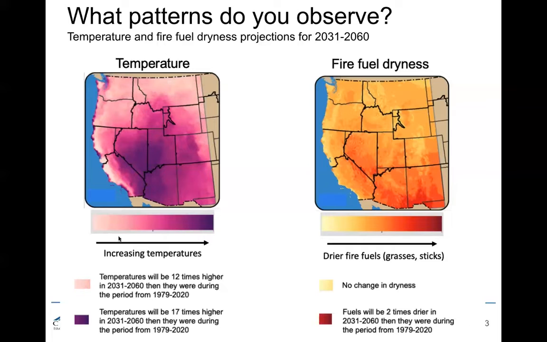Now, one of the things that makes this figure more challenging is the units of these color schemes. I've removed them and instead tried to add some text down here just to provide some context. So on the right image here, this lighter beige color represents no change in dryness from 1979 to 2020 compared to 2031 to 2060.